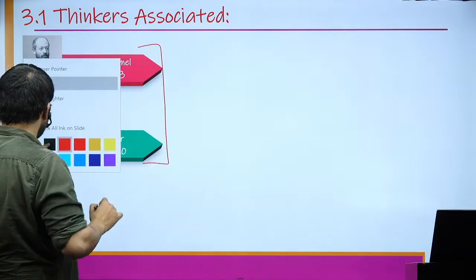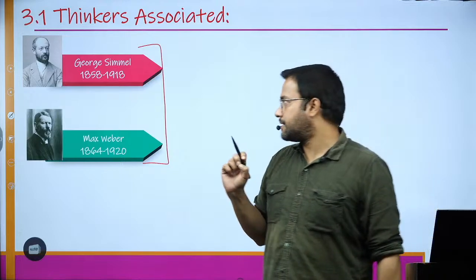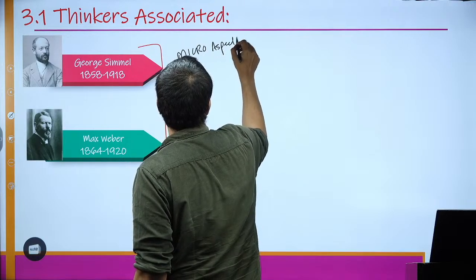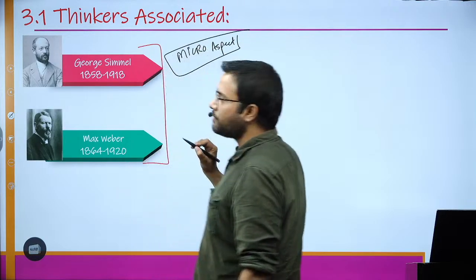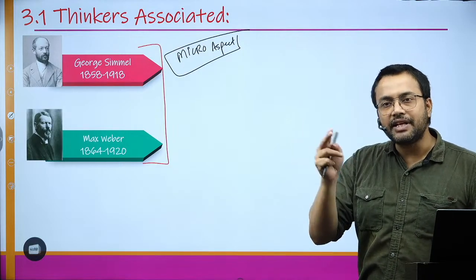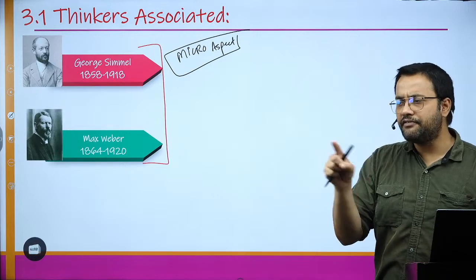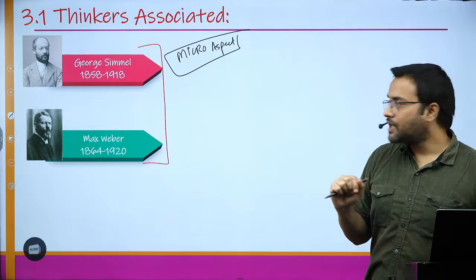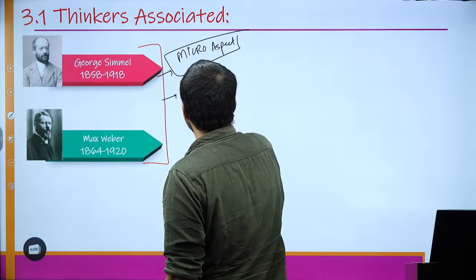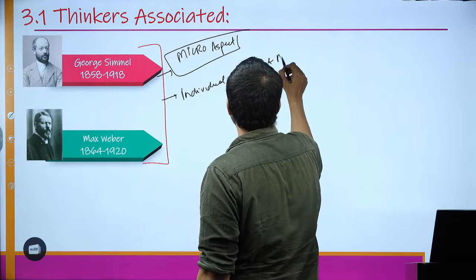See, both of them were focusing upon the micro aspect. When they were focusing upon the micro aspect, you cannot arrive at a law, because you don't see human behavior in a patterned manner. You cannot come up with a formula to define human behavior, because every human behaves in a particular manner. So they focus upon the micro aspect, they focus upon individual meanings and motives.